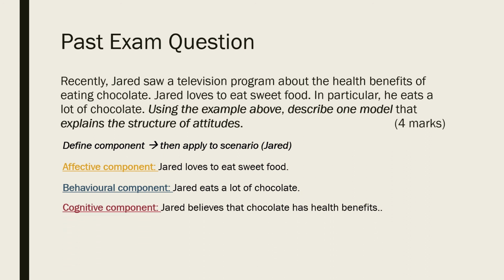The cognitive component involves our thoughts and ideas about the attitude object. In this case, Jared believes that chocolate has health benefits. And that's the ABC model of attitude structure in a nutshell.